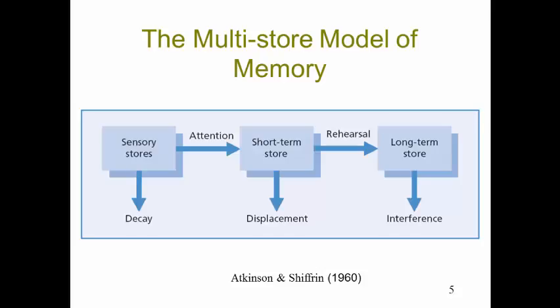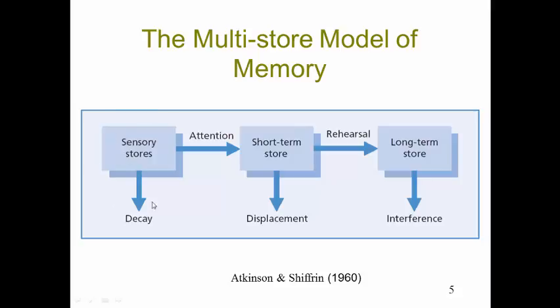The multi-store model of memory is an early model describing human memory, but it's still fairly influential in our understanding of how the memory system might be organized. According to the multi-store model of memory, memory can be divided up into different stages that differ in terms of how long they retain information.